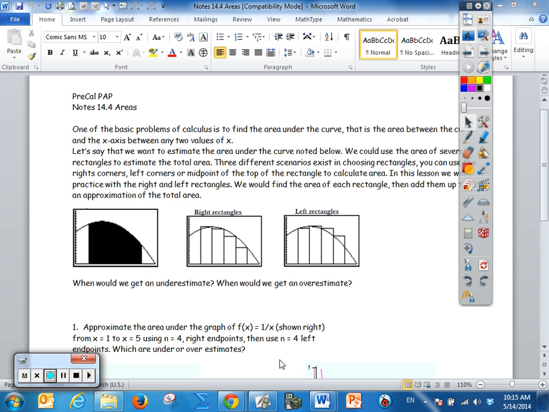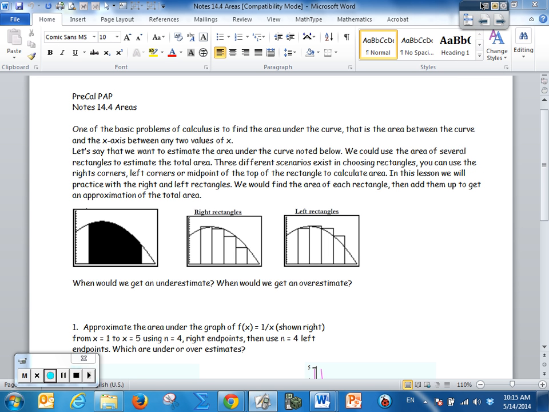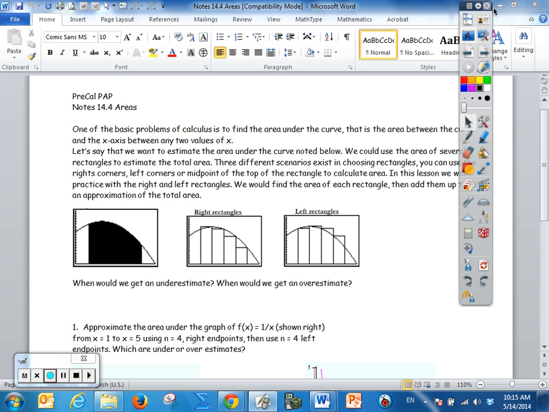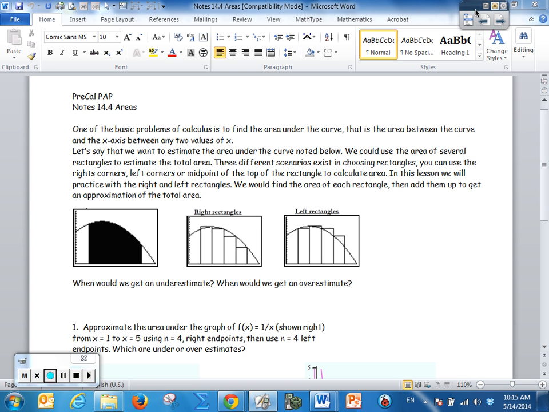Okay guys, let's take a look at our lesson for today. We're going to be looking at area under the curve. This is a pretty important topic in calculus, so I want to describe it just a little bit. One of our basic problems in calculus is to find the area under the curve. It's the area between the curve and the x-axis, between any two values of x.